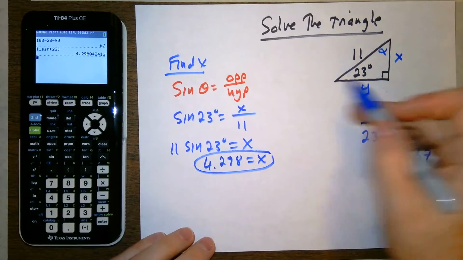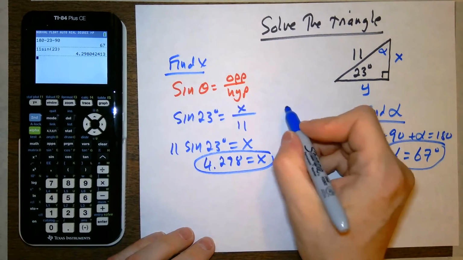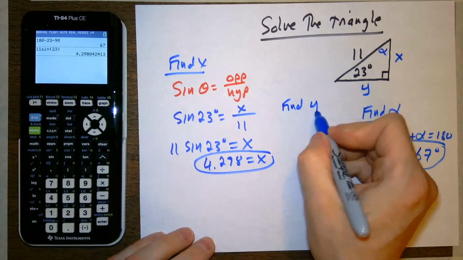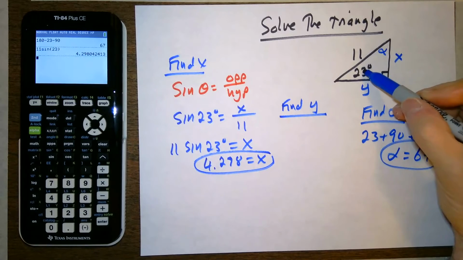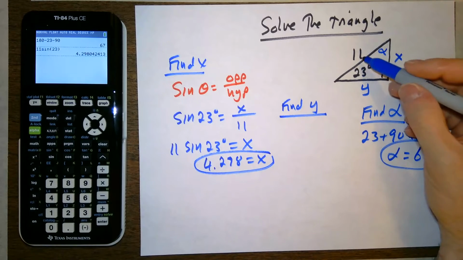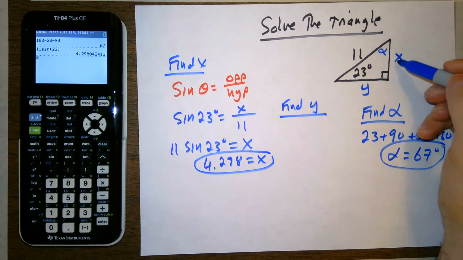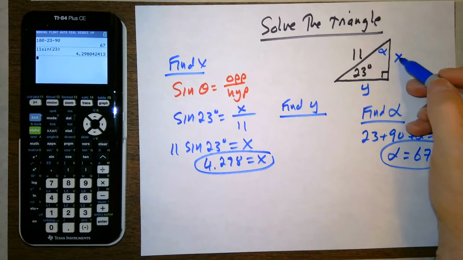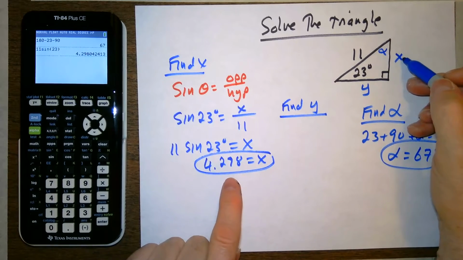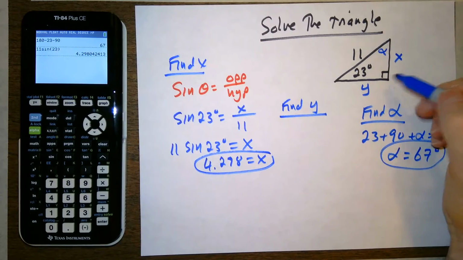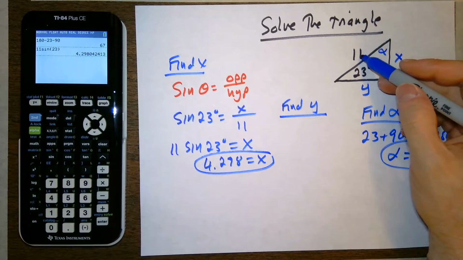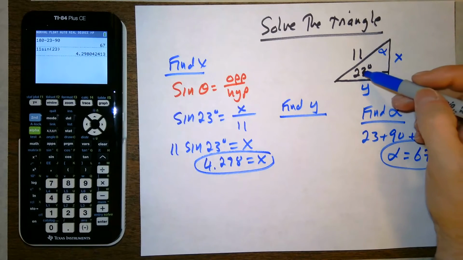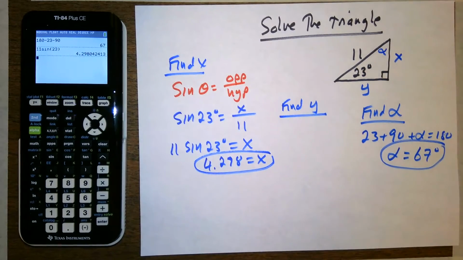Now if I want to find y, I'm going to do something very similar to this. So let's now find y. This time I've got the same degree, 23 degrees. I've got the adjacent side and the hypotenuse. Now I know x. I suppose I could use Pythagorean theorem, x, which is the 4.298 squared, plus y squared equals 11 squared, but I'm going to use the trig. I've got an angle, I want the adjacent, and I know hypotenuse. What uses an angle, adjacent, and hypotenuse? Cosine. This is a cosine problem.